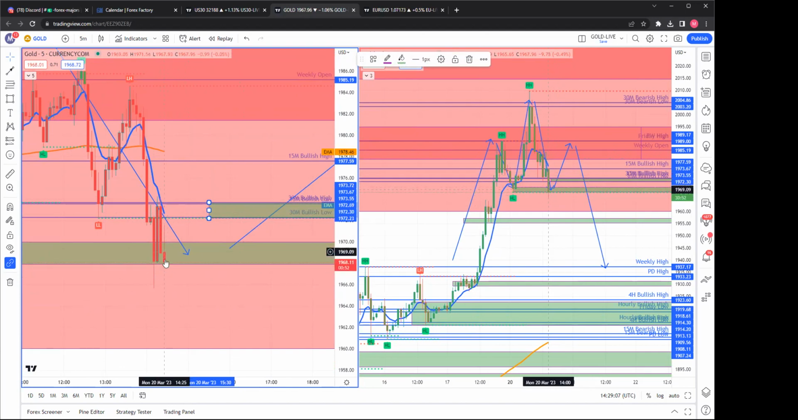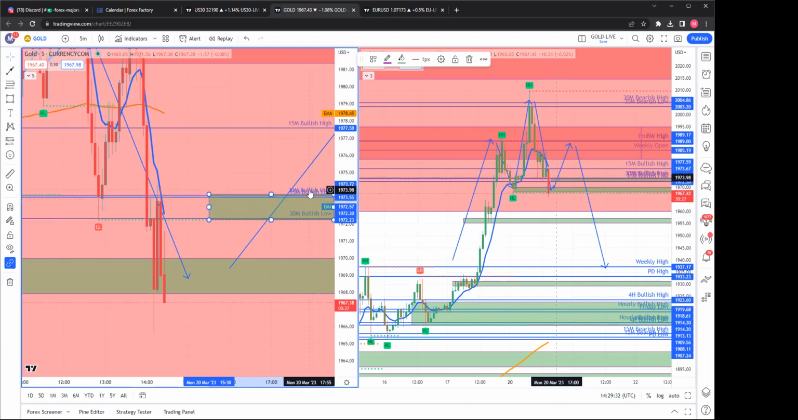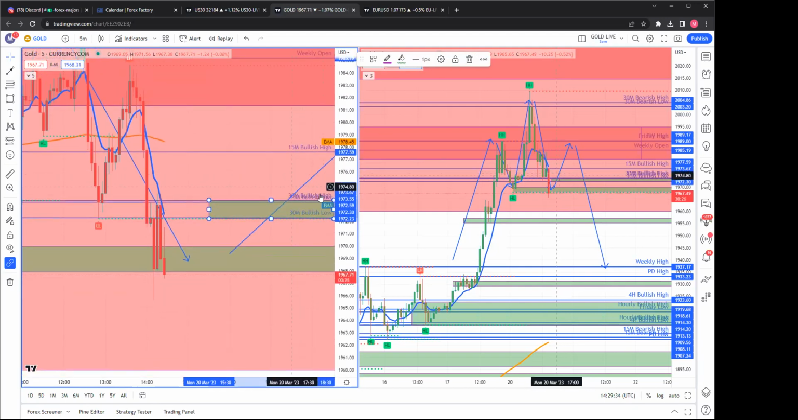If this is to hold as a buy zone or as a demand zone, we need price to reject up, and look at what's going to happen. If price rejects up and closes above the 9 EMA, guess where price will be at that time? It will be at this 30-minute bullish high, bullish low. Again, I don't trade 30-minute and 15-minute zones by themselves, but we do have also a 15-minute bullish low here. So we have a 30-minute and 15-minute.